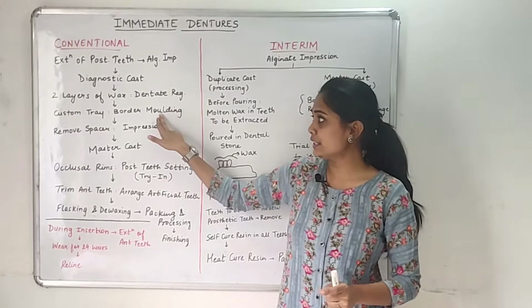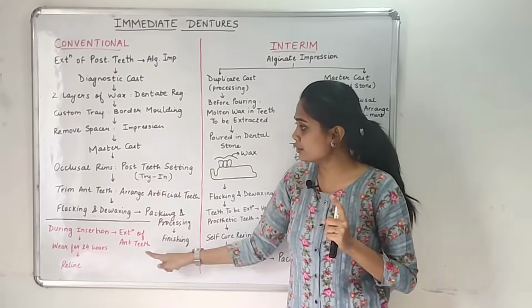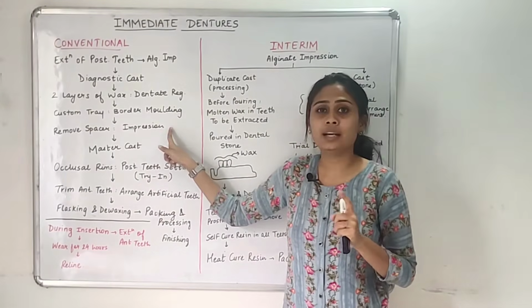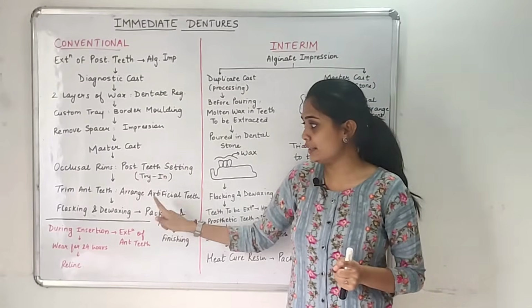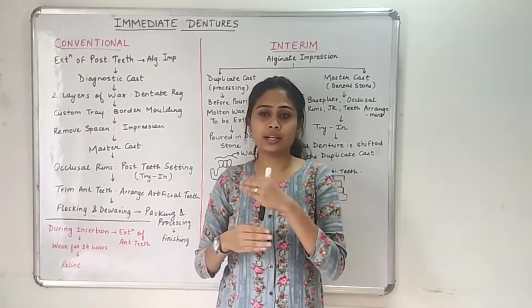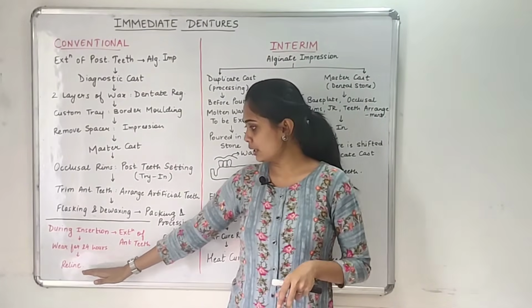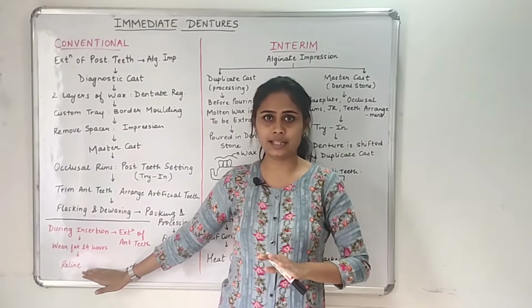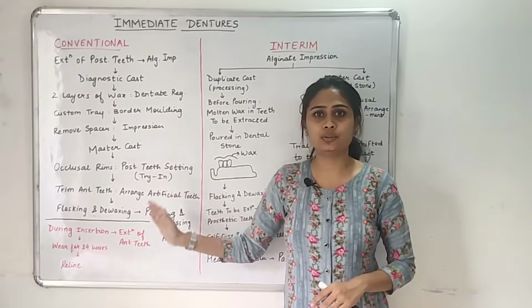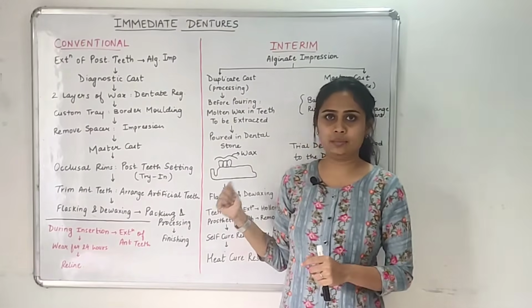But here we got seal from the border molding only in the posterior areas. We have not shown anywhere that border molding is done in the anterior region also. So in the relining phase, whatever resorptive or inflammatory changes have occurred in the ridges will be compensated during the relining, and the same denture can be used as our complete denture. So that is all about our conventional immediate denture.